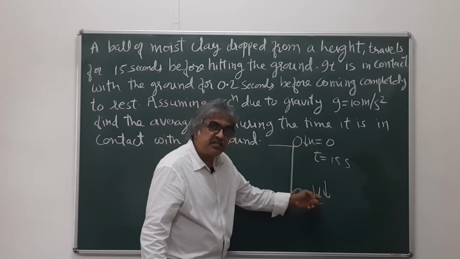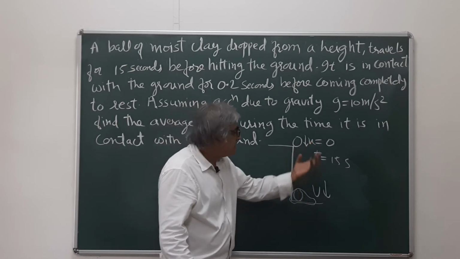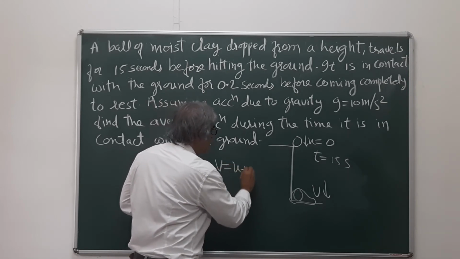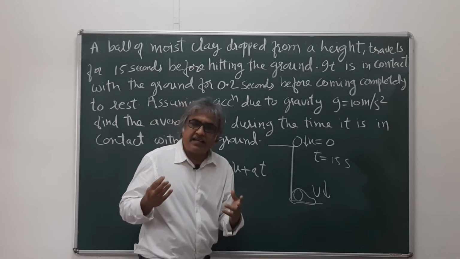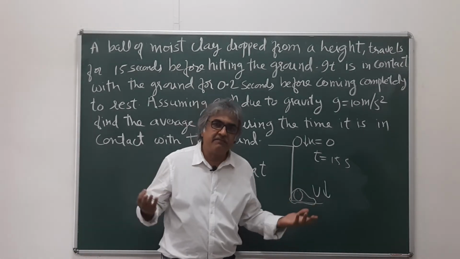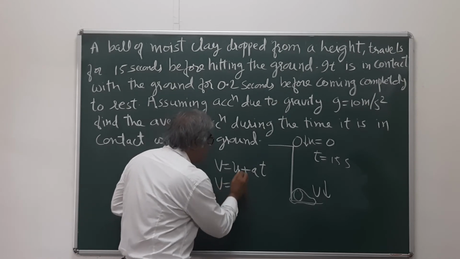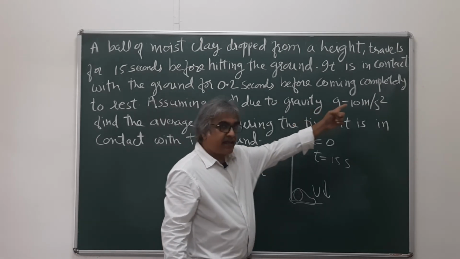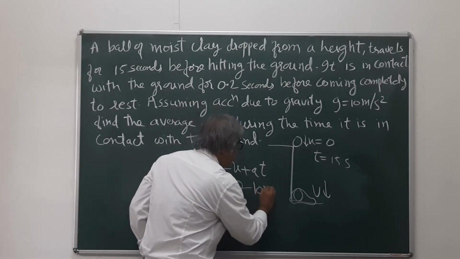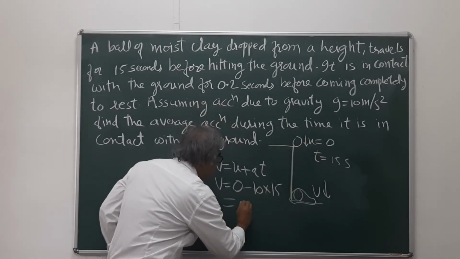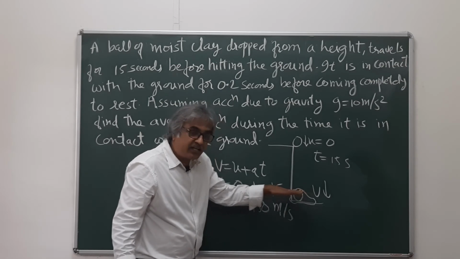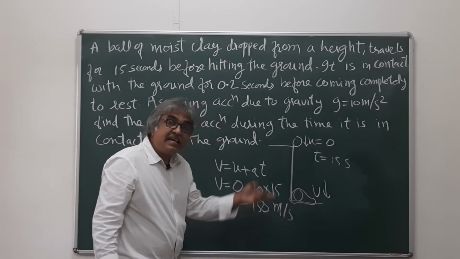How would you find the velocity v with which the clay ball hits the ground? We use the convenient kinematic equation, v is equal to u plus at. Let's have a sign convention: downward as negative. So v is equal to u, which is 0, plus a, which is minus 10 because acceleration is downward, times the time of 15. So the final velocity is 150 meters per second. It touches the ground with a velocity of minus 150 meters per second. Then it comes to rest.